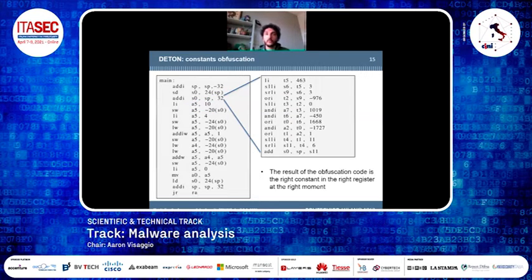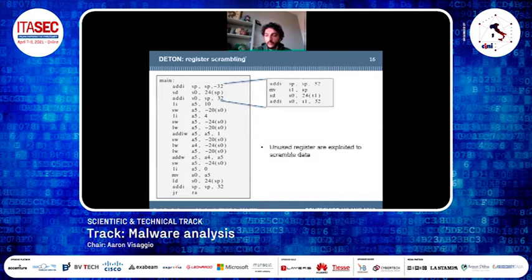What about constant obfuscation? We randomly select a constant in our code, and we build what we call an obfuscation chain, which is a sequence of instructions that are able, at the end of the execution, to leave the right value in the right register at the right moment. So the addi instruction here is substituted with this block of instructions here. So we are adding more instructions to calculate a constant.